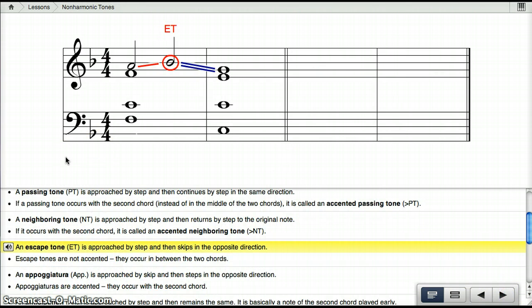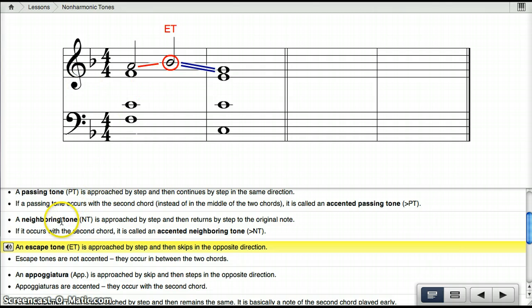Alright. An escape tone, labeled ET, phone home, sorry, I couldn't resist, is approached by step and then skips in the opposite direction. Well, we finally have our first skip. The harmony here is an F major chord, and the soprano goes up by step to a B flat, which certainly does not fit into an F major chord, and then goes down by skip to land into the next harmony. Okay. Escape tones are not accented; they occur in between two chords.